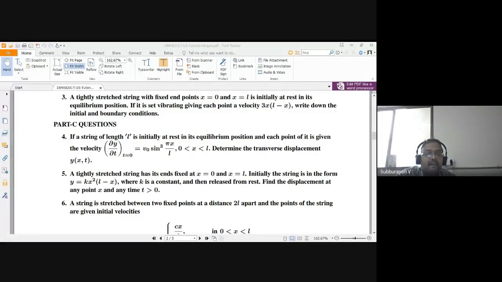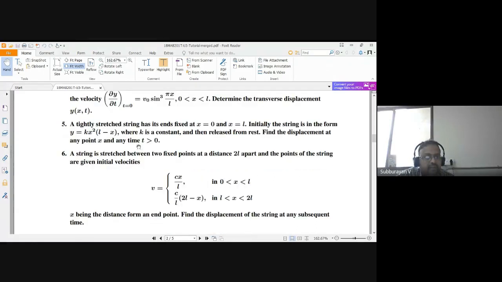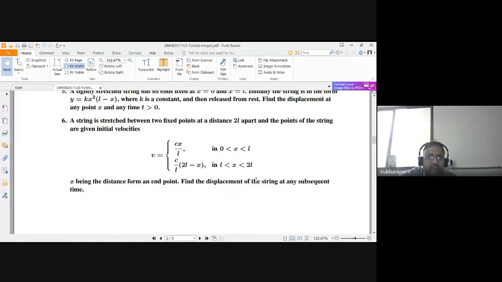Then this is problem number 5, which we had in the last class test, so I don't want to discuss it here. The only thing is, it is a cubic polynomial, therefore in the Bernoulli series expansion you will get 4 terms. And question number 6 comes next. This is also a velocity problem, a non-zero velocity problem.